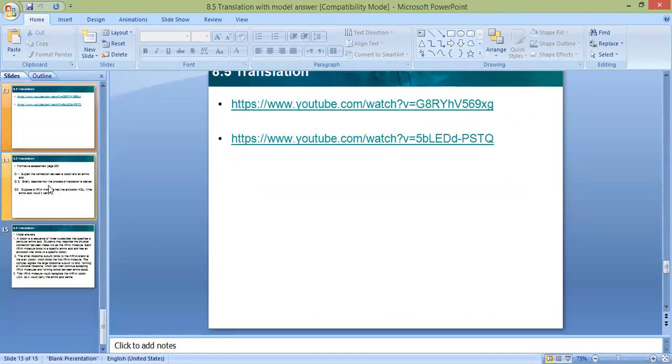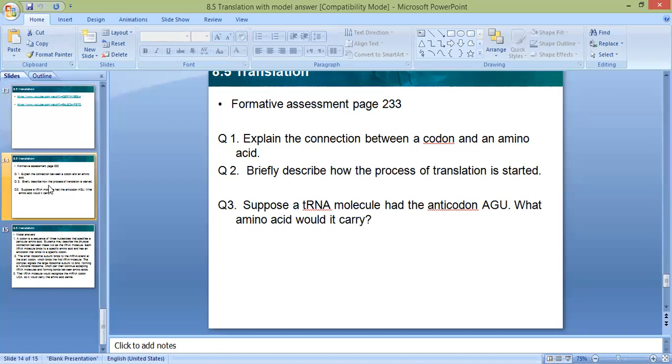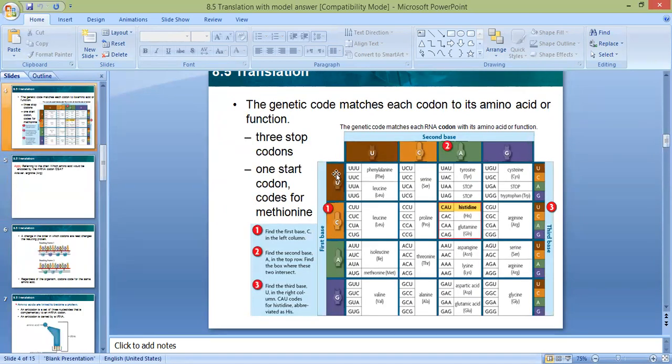The question is, suppose tRNA molecule have the anticodon. أعطيكم الانتيكودون. You have your box with you. الانتيكودون اللي هو AAA. ال tRNA عنده انتيكودون اللي هو AAA. Suppose the tRNA molecule had the anticodon AAA. What amino acid would it carry?